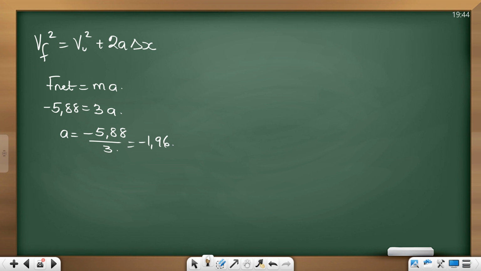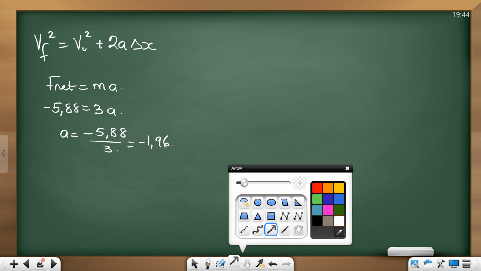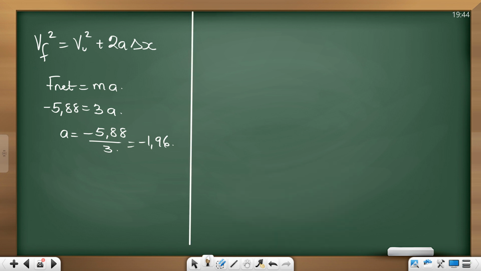Do you understand what I was trying to do, though? If your calculator is giving you 1.96, then that's it. I think we're done here, guys. If you understand physics, do we know Vf squared?